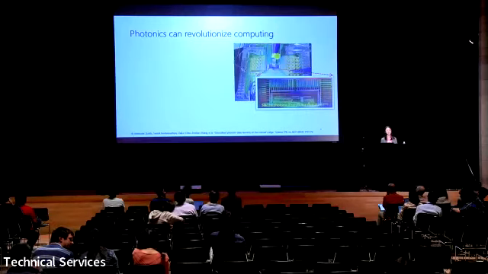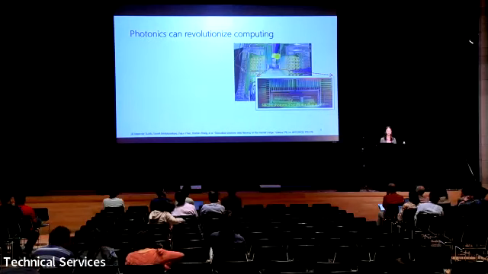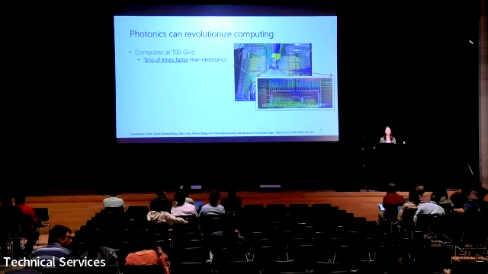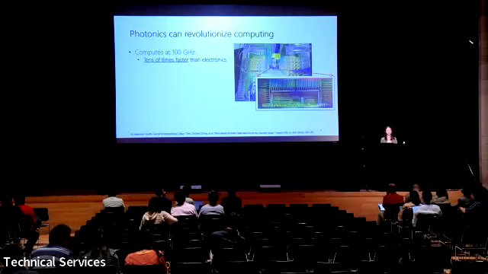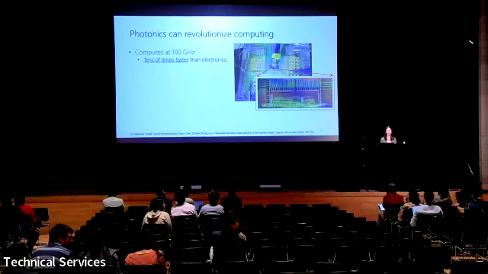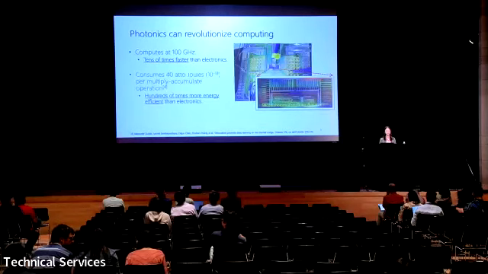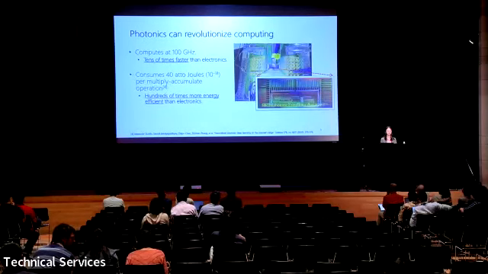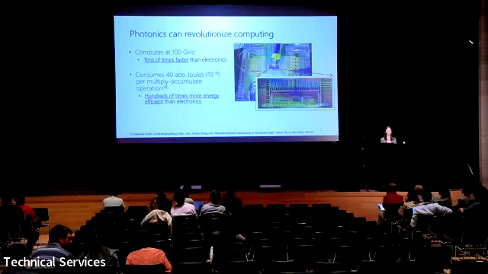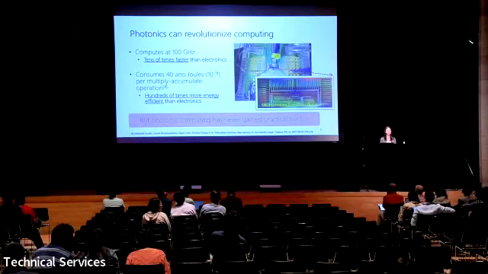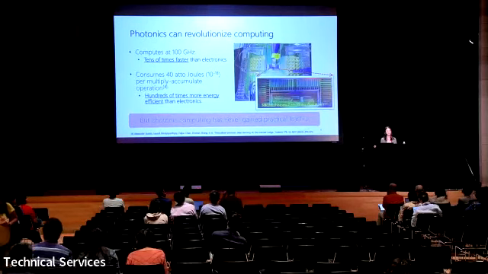With the end of Moore's law, photonic computing is revolutionizing the computing world. It can compute at 100 gigahertz, which is orders of magnitude faster than electronics. It also consumes only 40 attojoules per multiply-accumulate operation, which is hundreds of times more energy efficient than electronics as well. However, photonic computing has never gained practical traction. Why is this?